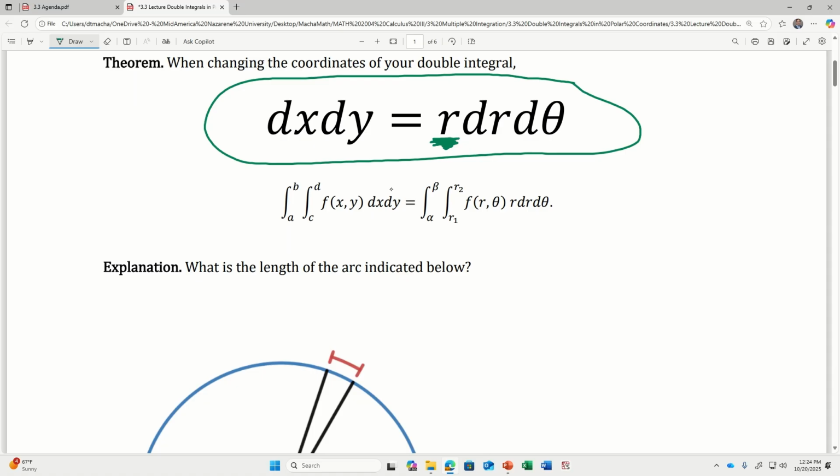Again, this is what it would look like. I've got bounds in terms of x and y, and I've got a function of x and y. We are going to transform the integrand so that it's a function of r and theta. Our bounds are going to have to change so that they're in terms of r and theta as lower and upper bounds. And then I also get this little extra r.